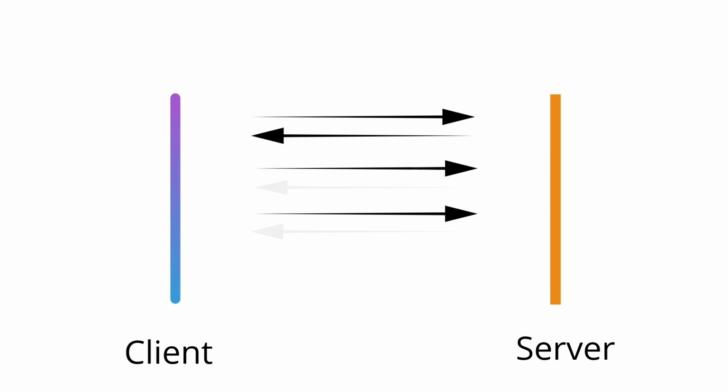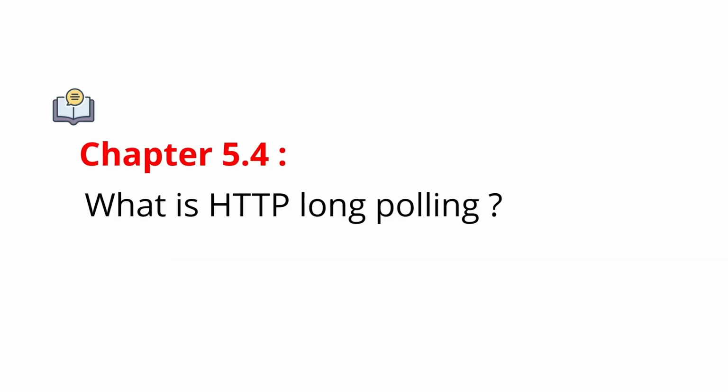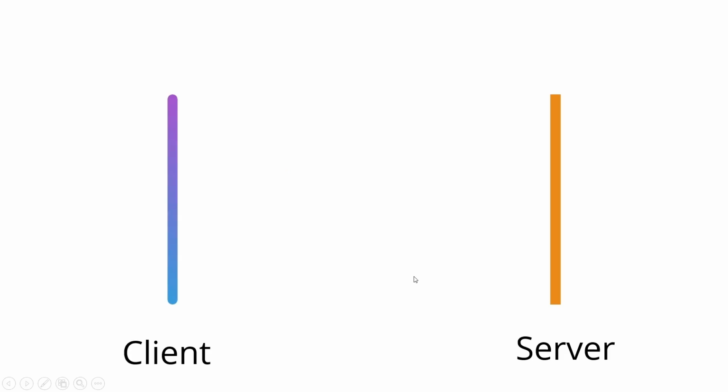This method, while simple, can be inefficient because it creates a lot of new connections and responses, even if there is no new data to send. A variation of polling is HTTP long polling. In this method, the client sends a request to the server, and the server holds the request until new data is available. We also call this a hanging GET.